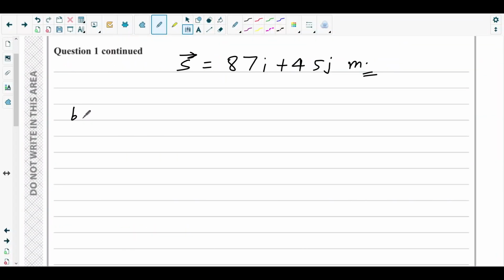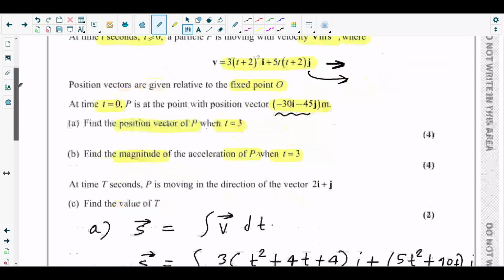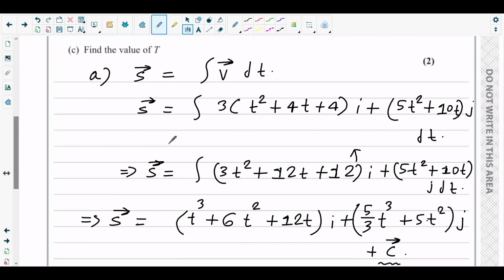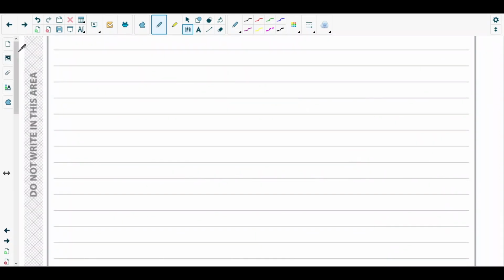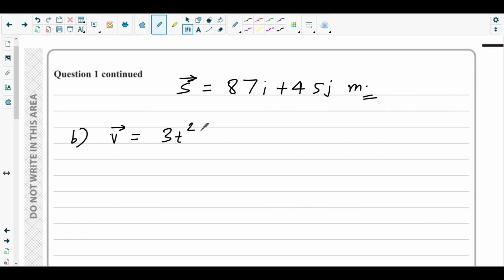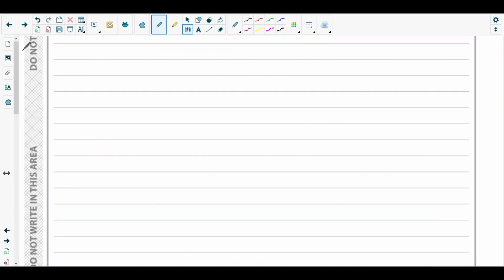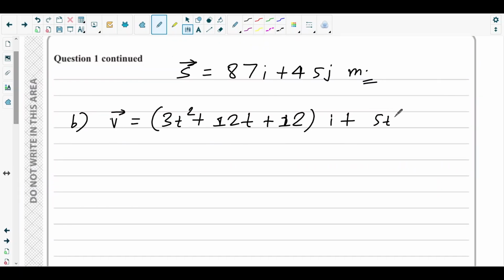For part B, at first let's expand the velocity vector. We know the expansion of the velocity vector from part A. This is basically 3t squared plus 12t plus 12 i, that's the i component, and the j component is 5t squared plus 10t. Okay, that's the j component, that much meters per second.